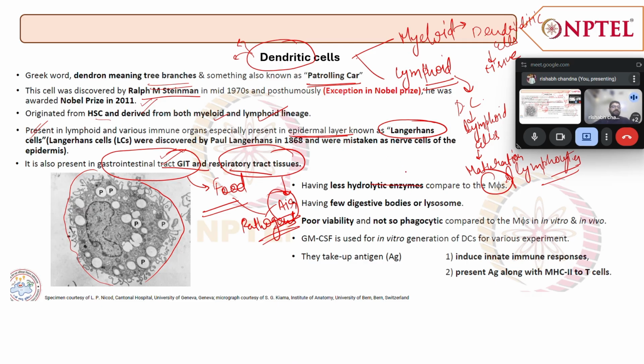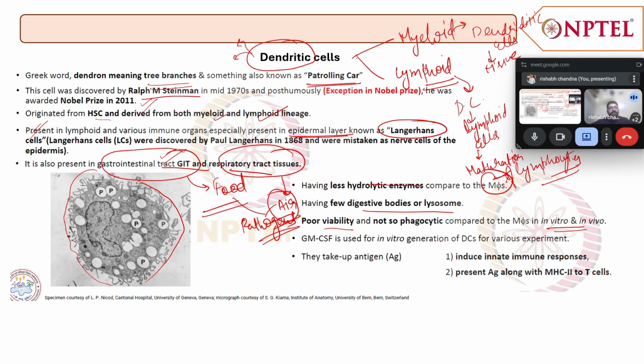That means they majorly help in signaling, so that if there is any pathogenic organism or infection, they can activate different immune cells. They are phagocytic in nature, but less phagocytic as compared to macrophages. They have few digestive bodies or lysosomes. They have poor viability, that means they are not as phagocytic as macrophages in vitro and in vivo conditions.